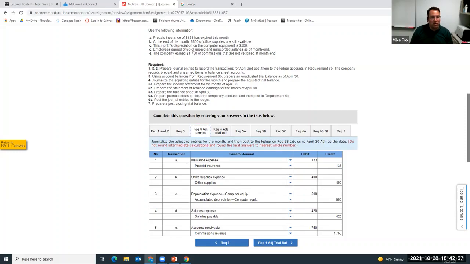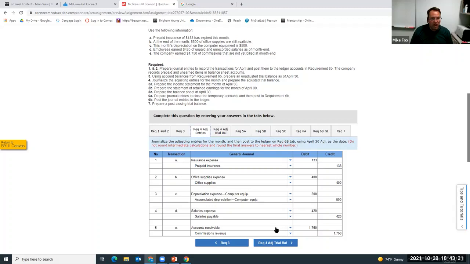D, the employees earned 420 of unpaid, unrecorded salaries. So again, we're accruing this expense, recognizing we've earned it, or incurred it. So we debit it 420, and then that we haven't paid it yet. So we're going to credit the salaries payable. In the next month we'll pay it. Finally, the company earns $1,750 of commissions that they've not yet billed.